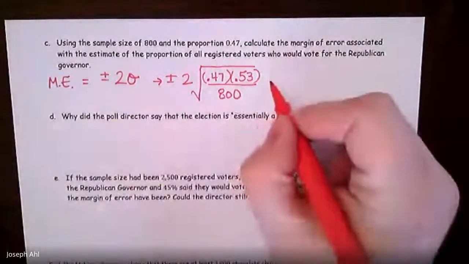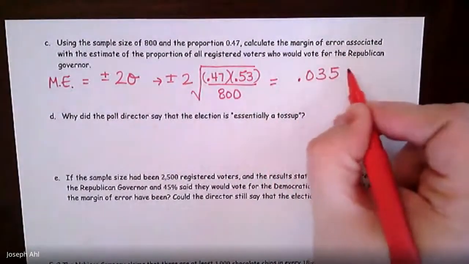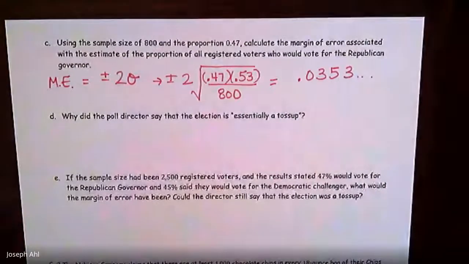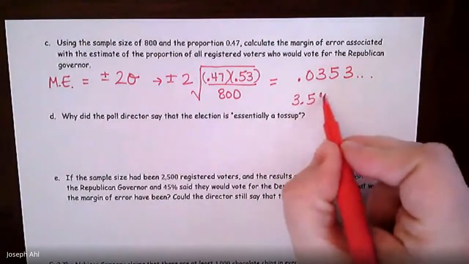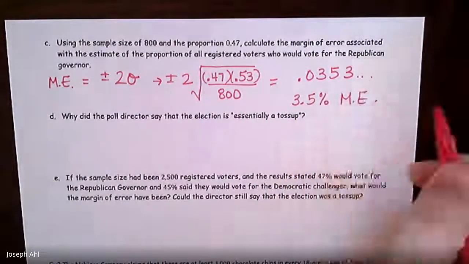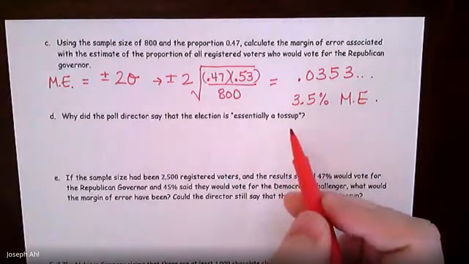And if you type that in the calculator, luckily, the poll was successful in calculating the margin of error because you wind up getting 0.0353. Okay, so that does conclude that we have a 3.5% margin of error. So based on that margin of error, why did the poll directors say that the election is essentially a toss-up?